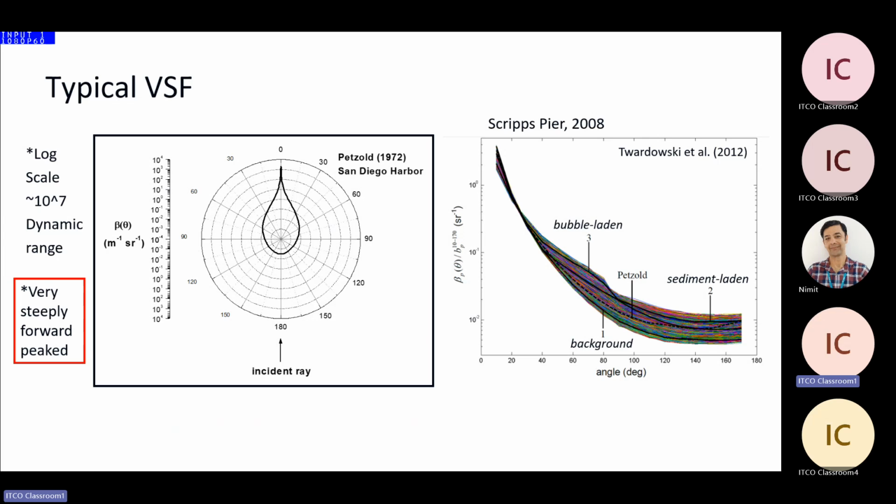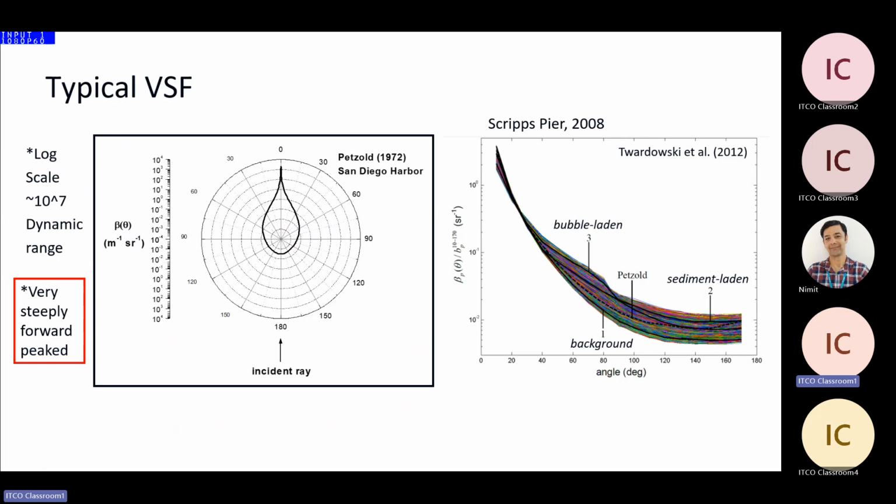On a log scale, it's like 10^7 dynamic range. So a very, very large dynamic range, which means that if you were going to use a single detector and try to sample all those different angles, it has to be a very special detector that has gain switching to be able to sample across that large dynamic range.